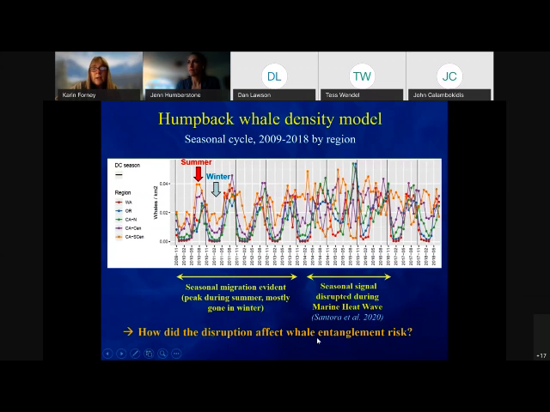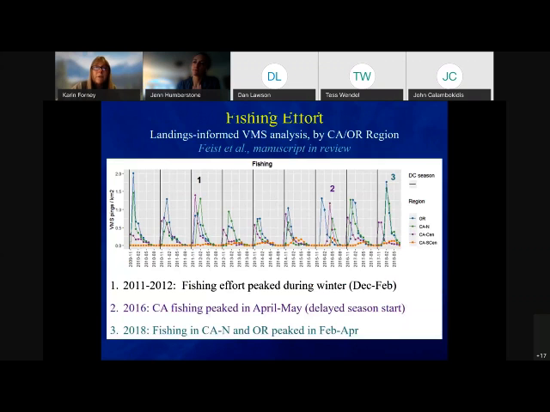So what we wanted to understand is how this disruption affects our estimated entanglement risk when we put our layers together. The second layer is fishing effort. These are landings-informed VMS data, and this is for California and Oregon only. We don't have access to the Washington data at this point. I will walk you through this figure again. The time period is November 2009 through, in this case, mid-2018. The y-axis is the VMS pings per square kilometer for vessels that are determined to have been Dungeness crab fishing. And I've numbered a few things in this plot.